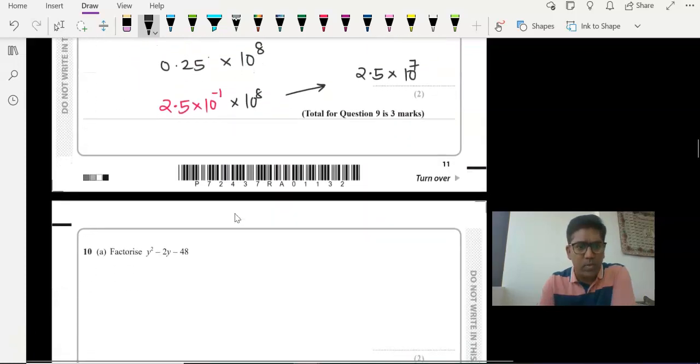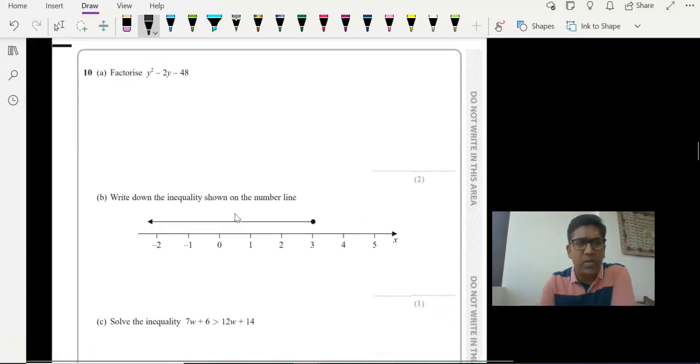Moving to the next one, that is question 10. It says factorize y squared minus 2y minus 48. So we need to find two factors such that when you multiply them, you get negative 48, and when you add them, you get negative 2. So factors of 48 that give me 2 are 8 and 6. I get the factors by subtracting.